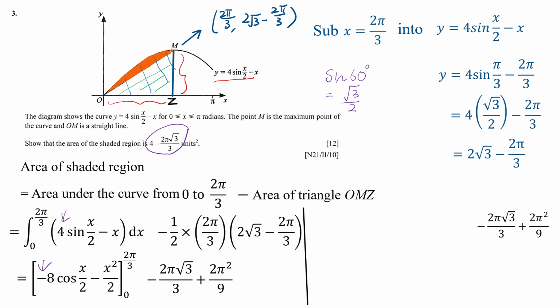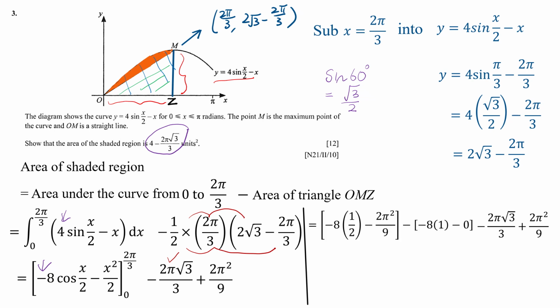Alright. So the next thing is, integrating x, you will get x squared over 2. So the next step is to substitute in the limits. And let's simplify this first. Right, that will give us half times 2 pi over 3 times this, which will give you negative 2 pi square root 3 over 3. And negative half times this times negative 2 pi over 3 will give you 2 pi squared over 9.